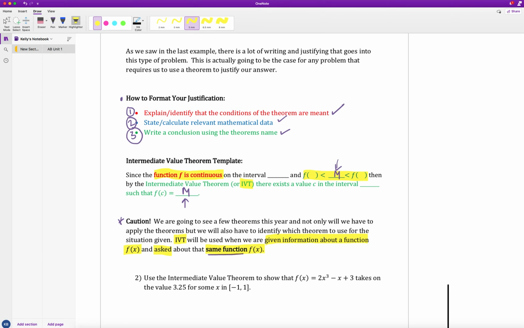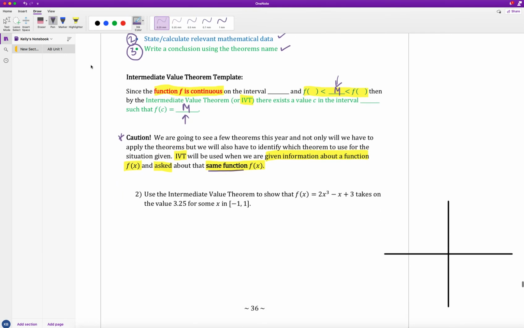Let's look at our first example in this video. It says use the intermediate value theorem to show that f of x, which equals 2x cubed minus x plus 3, takes on the value 3.25 for some value x in between -1 to 1.